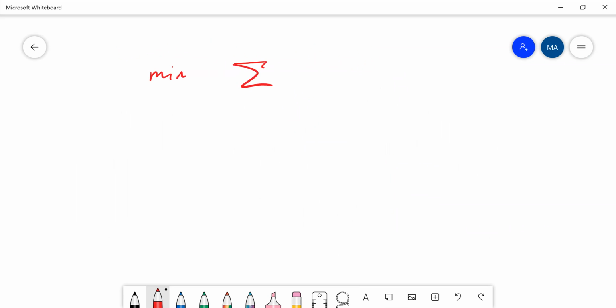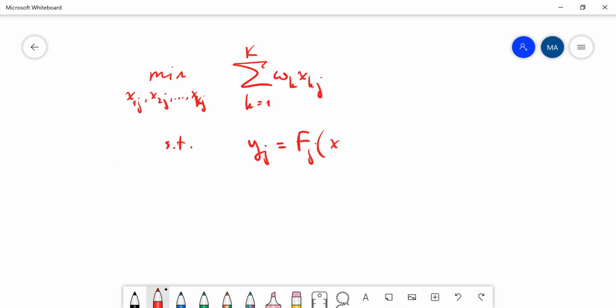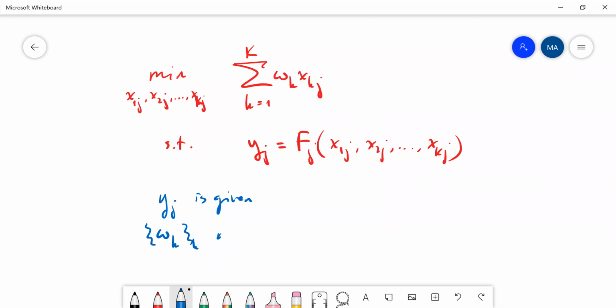minimize the total cost you pay for primary factors, by choosing x1j, x2j, xkj, sorry, xkj, subject to a production constraint. What is that production constraint? Well, it is very simple. It is this. Now, in this problem, be careful, Yj is given. And also, omega k for each k are given.